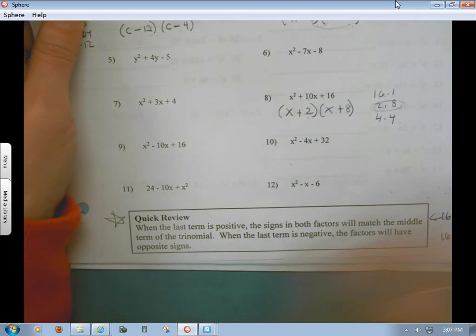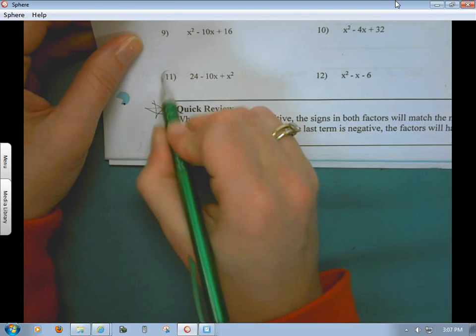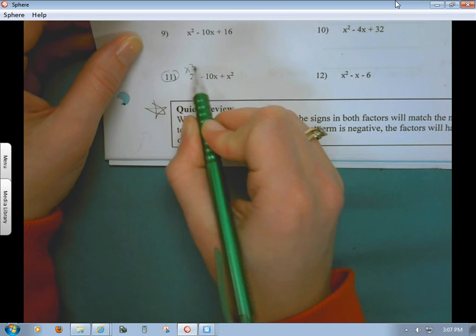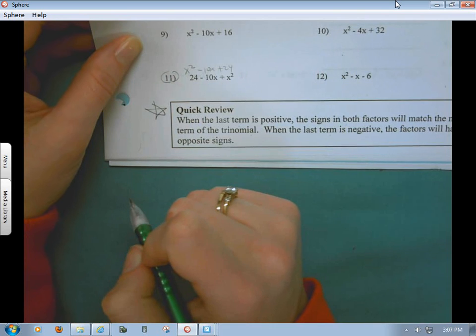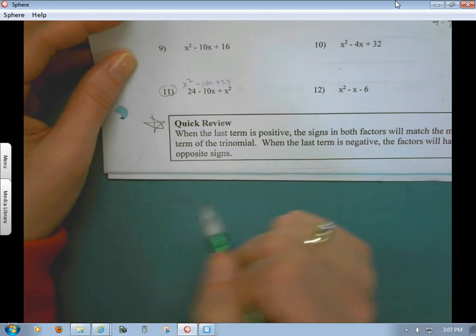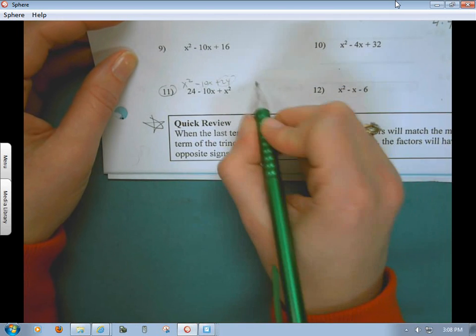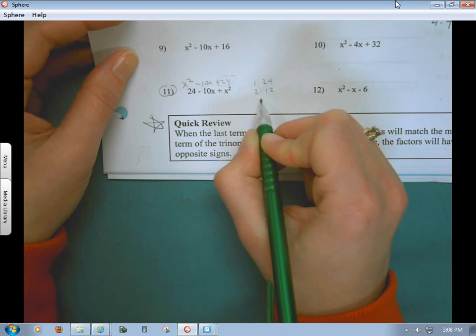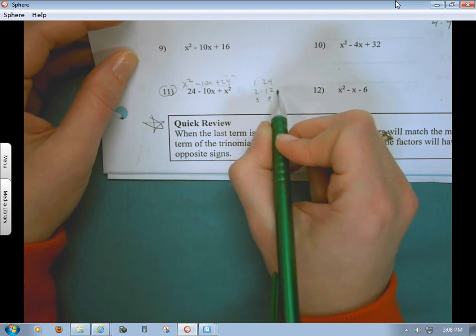Okay. Now, number 11, look what they did here. They tried to trick you. They wrote it backwards. All it really is, is x squared minus 10x plus 24. So don't let them confuse you just because they wrote it backwards. So factors of 24. You have 1 and 24. You have 2 and 12. You have 3 and 8.